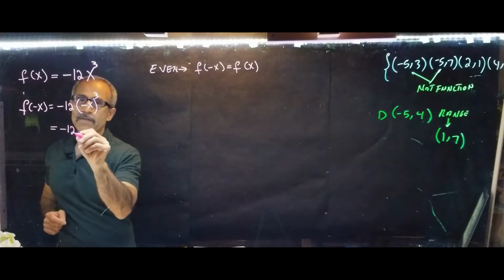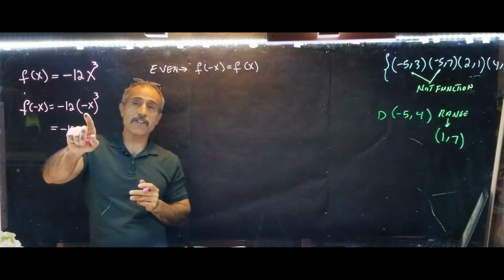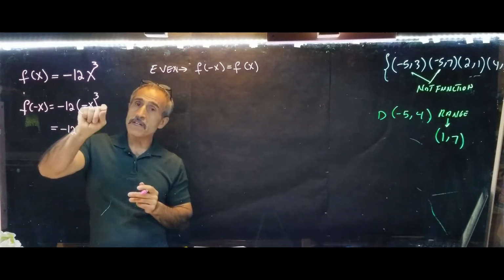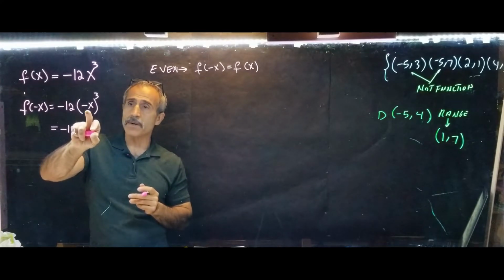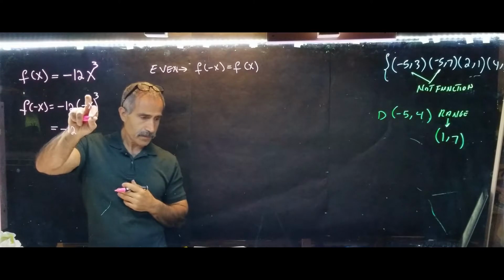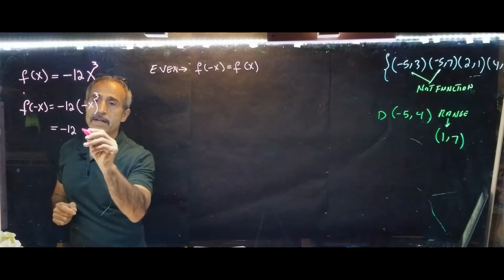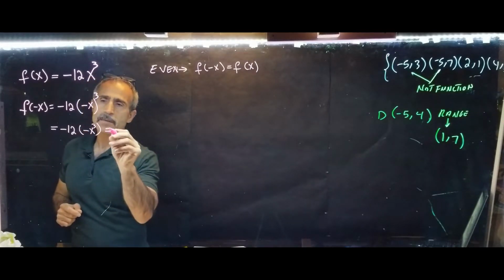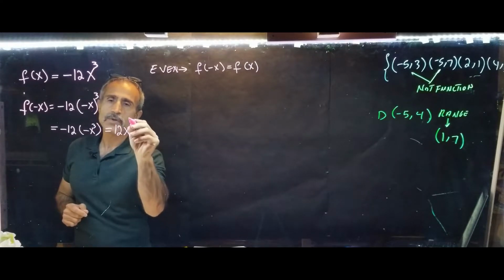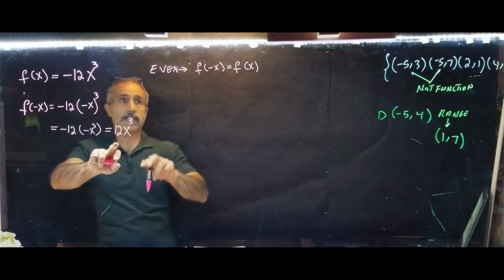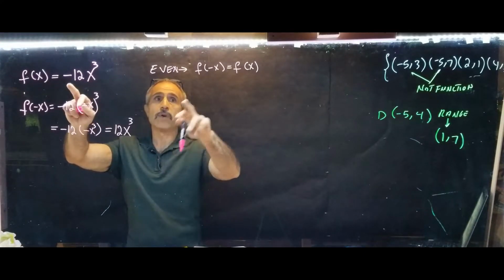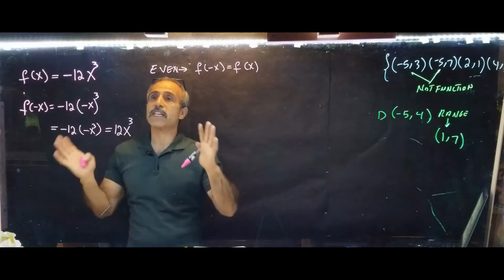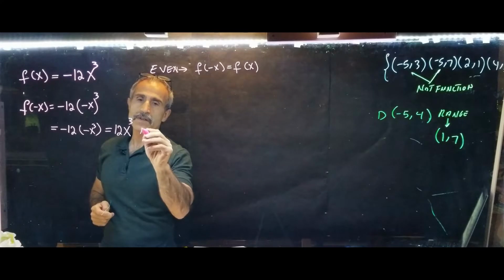still -12. Every time you raise a negative number to an odd power, it comes out negative. If you raise a negative number to an even power, it comes out positive. In this case, we're raising a negative number to an odd power, so it's -x cubed. Then you multiply by the negative, and the answer comes out to 12x cubed, which is positive. So that's your f of -x. Is this equal to f of x? No. So f of -x is not equal to f of x. Therefore, this function is not even.